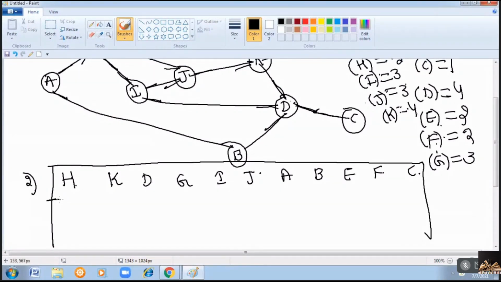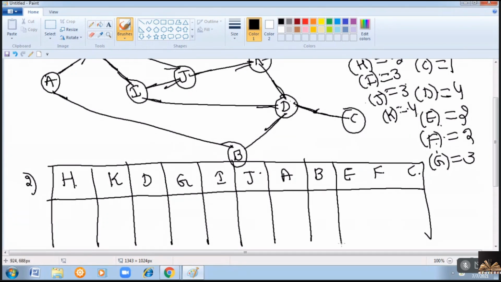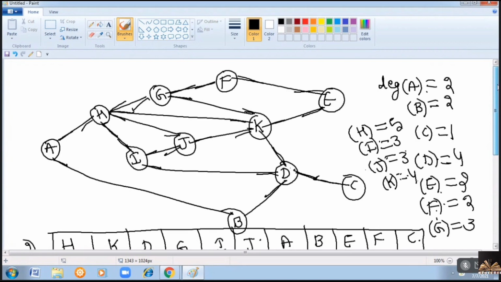Now what is the third step? Color the first vertex with a new color. Move down the list and color the vertices which are not adjacent to the colored vertex with the same color. So what is the first vertex? H. So color the first vertex with a new color. Let me color H with R. So H can be colored with R.